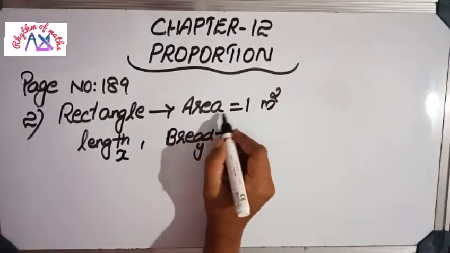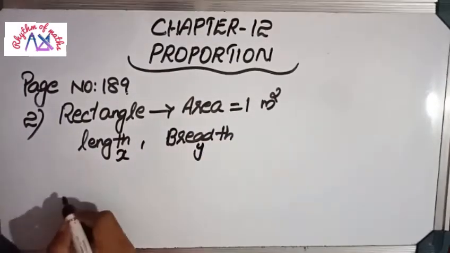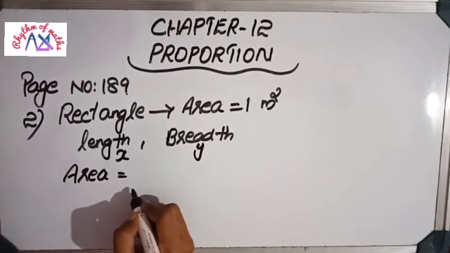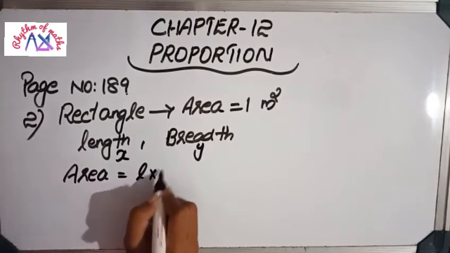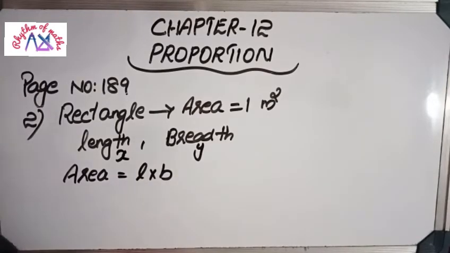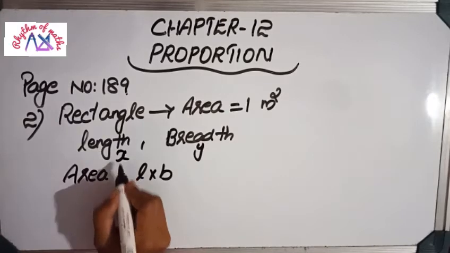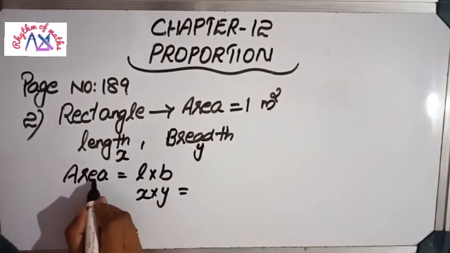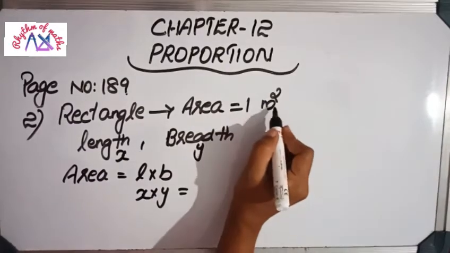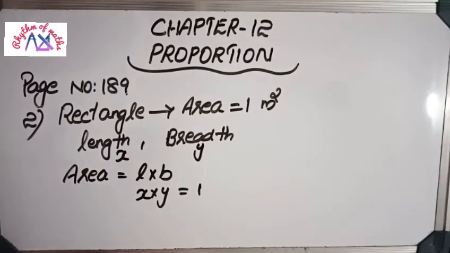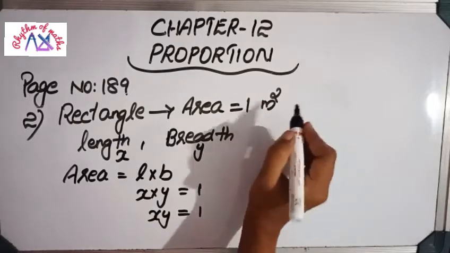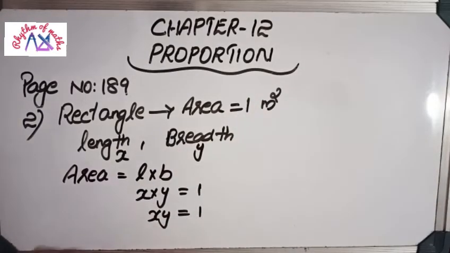Now equation is, area already given 1 meter square. So let's consider area of rectangle. What is equation area of rectangle? That is length into breadth. This is the equation. Now here length we already considered as x, breadth we consider as y, and here answer already given, area answer already given, that is 1 meter square. Now x into y is xy. xy equal to a constant number 1 because 1 is fixed here. So xy equal to 1.